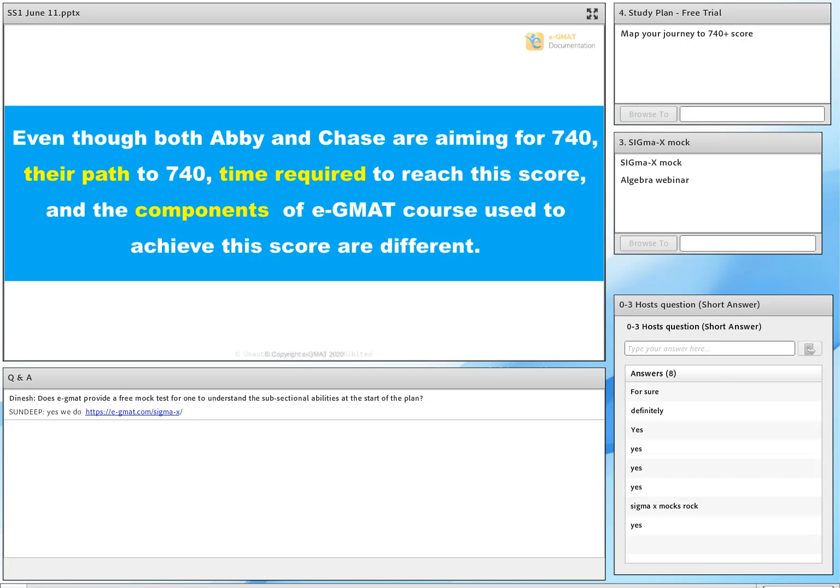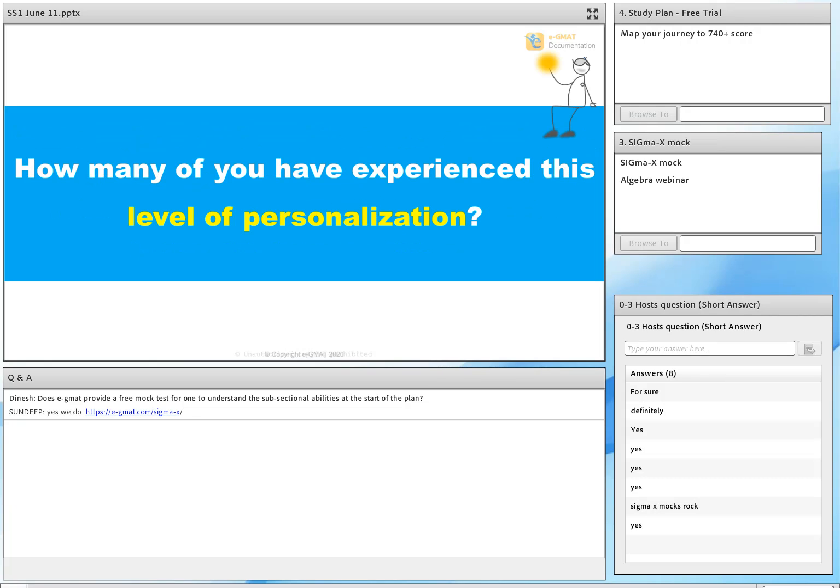Someone asks how one would start if starting for the first time. Take a Sigma X mock, get those starting abilities. It doesn't matter whether you're taking the first attempt on the GMAT or the fifth attempt, you always have this process. You have to figure out where you are, then figure out what the ability gaps are, and then figure out which stage of learning you should start with to fill those ability gaps. It's as simple as that.